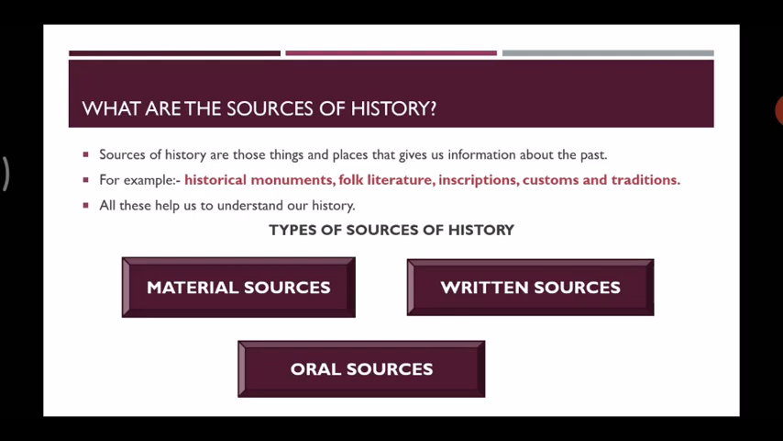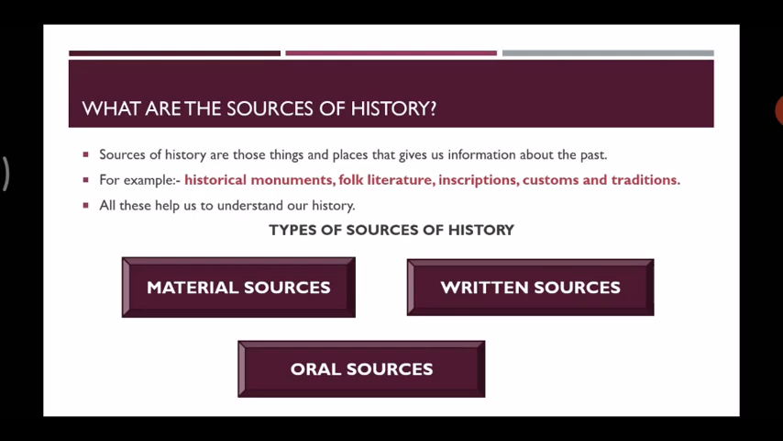Next is inscriptions. Inscriptions are things inscribed on a monument or in a book. They are also a type of writing, but they can be outside of books also, like on rocks and on monuments. For example, the Ashoka pillar also has many things written on it related to the Ashokan period. So all these help us to understand our history.